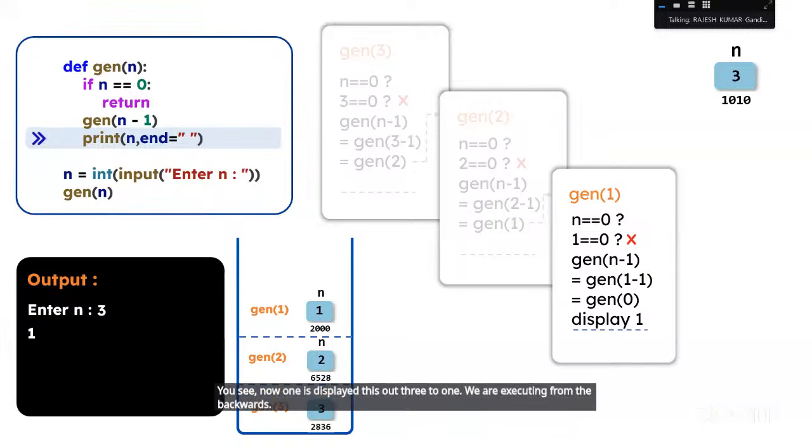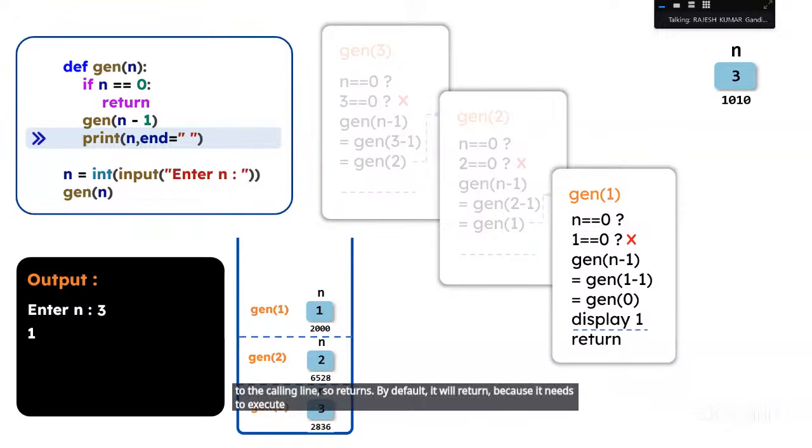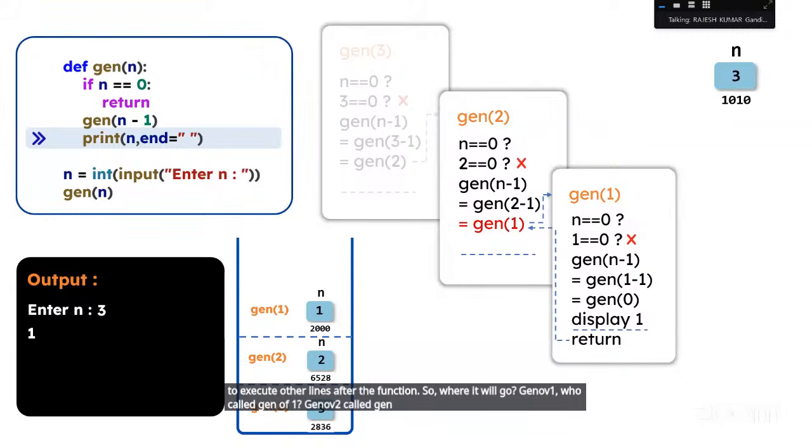1 is displayed. Now this is the last line, no? You see, in the function this is the last line of our function. So the last line of the function is executed. What will happen? It will again go back to the calling line. It returns by default, because it needs to execute the other lines after the function. So where will it go? Who called gen of 1? Gen of 2 called gen of 1. So it will return back to its calling line. Now when it returns back, gen of 1 entirely will be destroyed. Whatever memory is allocated to it, everything will be removed.